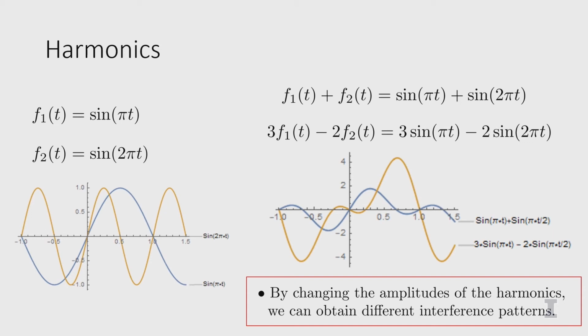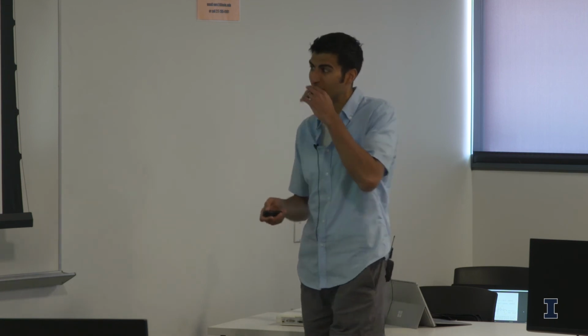So the main idea here, by changing the amplitudes of the harmonics, we can obtain different interference patterns. All right? So just using these two functions as building blocks, we can create a whole bunch of new functions by changing the individual amplitudes and then interfering them.